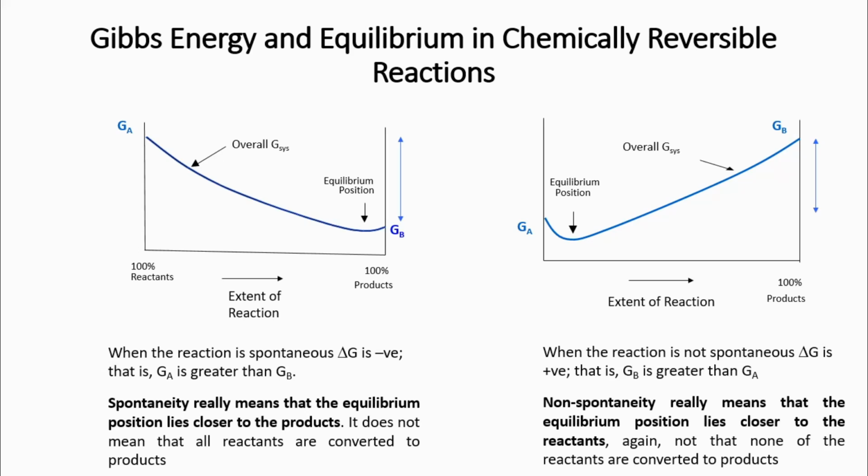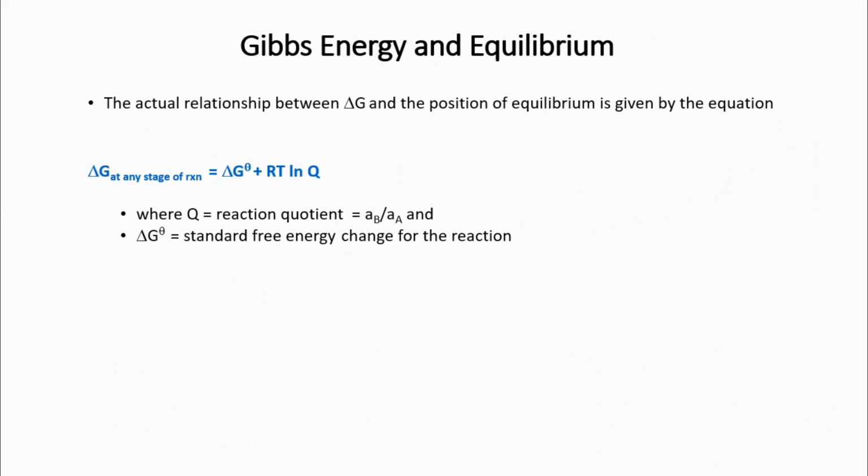In this situation also, what is clear is that the equilibrium position lies more towards the reactant side. Yes, you will get some amount of conversion of reacting species to products, but you will have a lot more reacting species remaining in your reaction vessel than the amount of product.